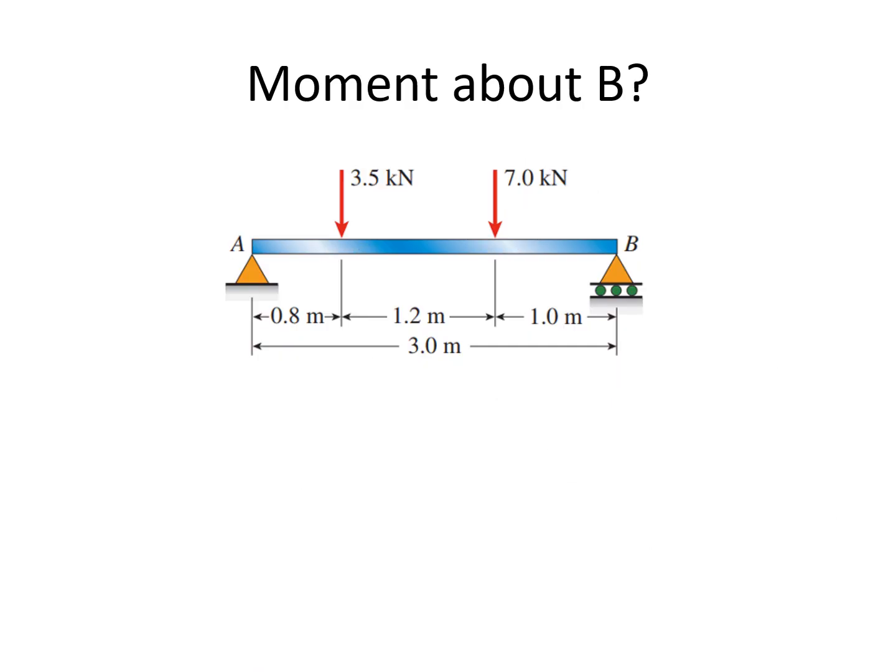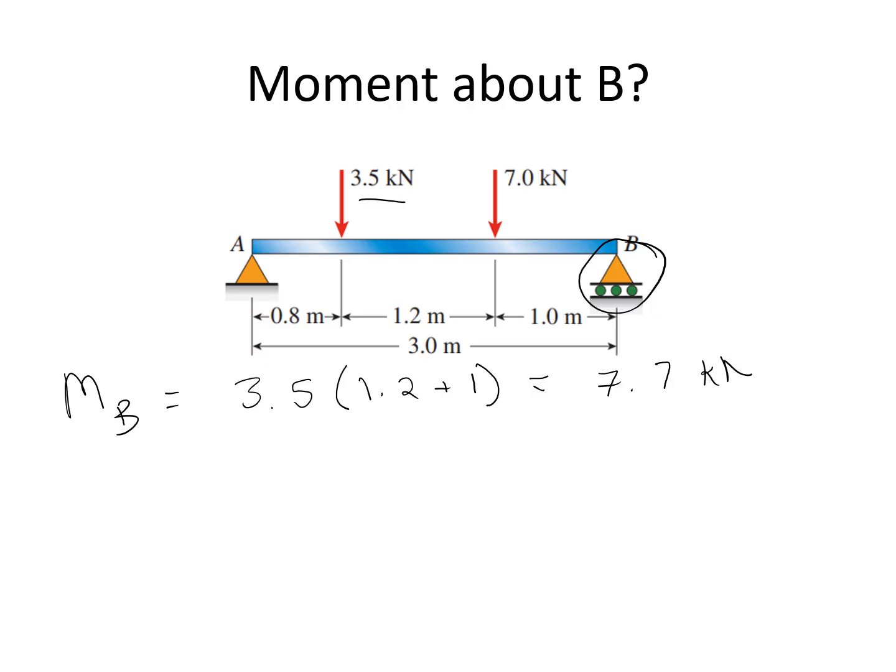Well, I can take that same problem and calculate the moment about a different point. So the forces stay the same, but the moment arm is going to change. So the moment about B, created by this 3.5 kilonewton force, will be 3.5 times the distance, which is 1.2 plus 1. And that's 2.2 times 3.5, which is 7.7 kilonewton meters. And in this case, it's pushing down, it's tending to be a counterclockwise rotation, so that one would be positive.